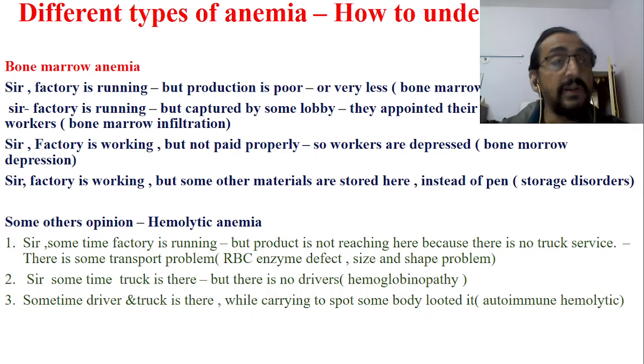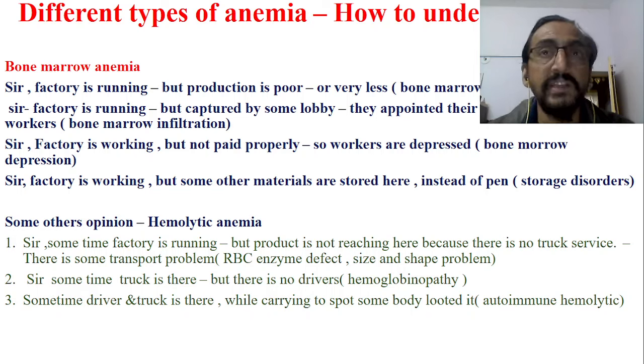And sometimes driver and truck both are there, but while carrying in between, somebody looted it. Therefore, it is not reaching the market. This suggests some autoimmune hemolytic problems which destroy the RBC prematurely before it reaches the site. So, this is a case of hemolytic anemia. This story suggests the story of hemolytic anemia.